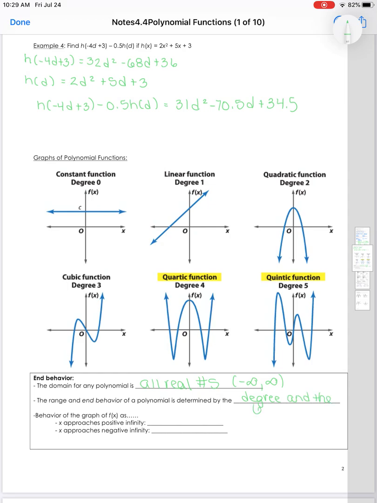All right, so when we talk end behavior, the domain for any polynomial, domain, that's the x values, is all reals. So all real numbers.